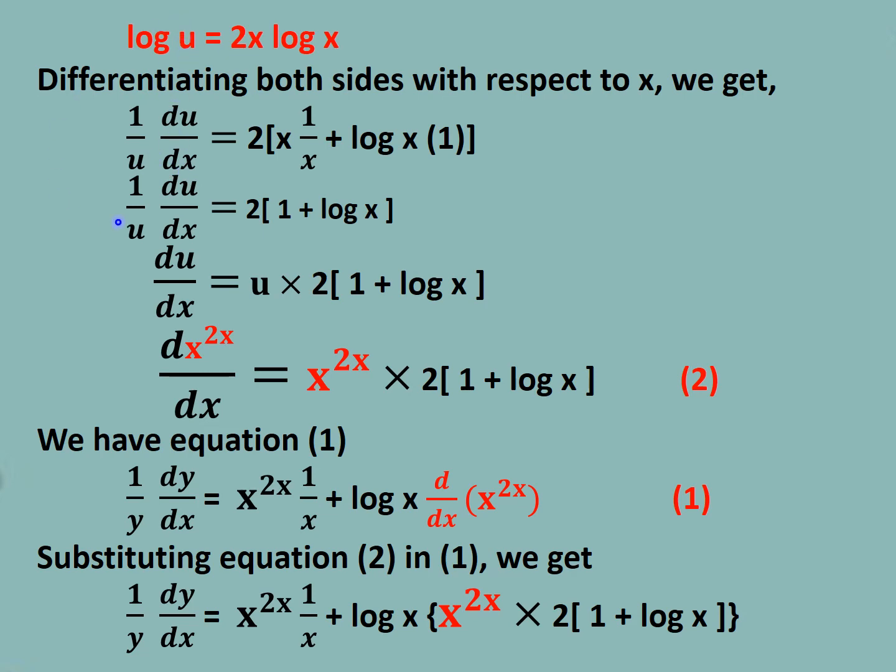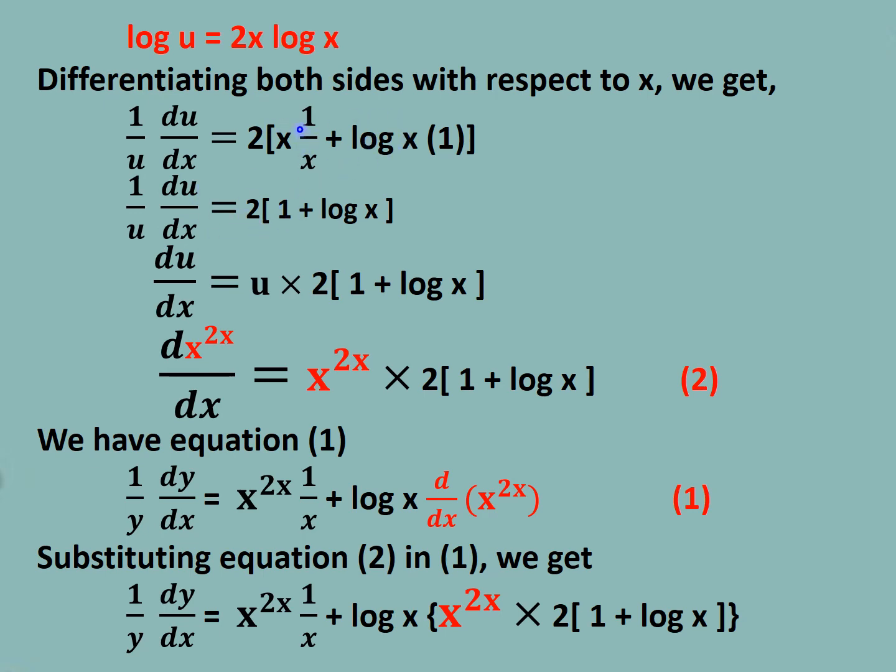That means 1 upon u into du by dx, because u itself is a function of x. So we will apply the chain rule to get this 1 upon u into du by dx, which is equal to 2, and 2 is a constant. We can keep it outside the derivative. And x log x again is a product of two functions x and log x. So we will apply the uv rule. U, that is x, into derivative of log x, which is 1 upon x, plus log x into derivative of x, which is 1.